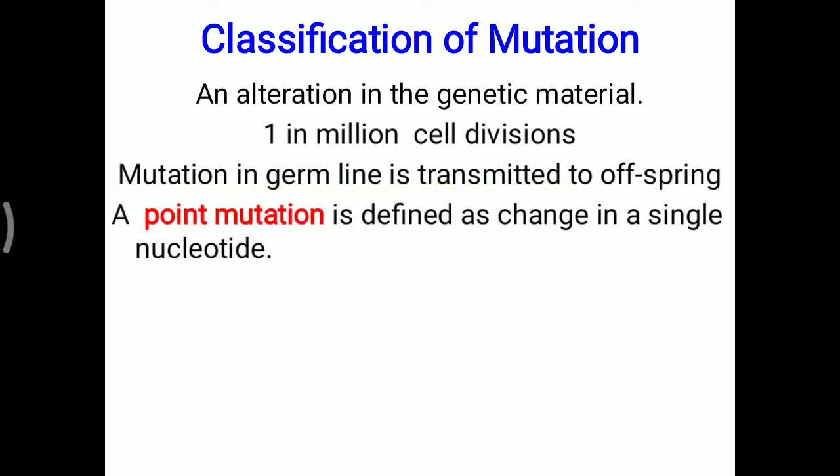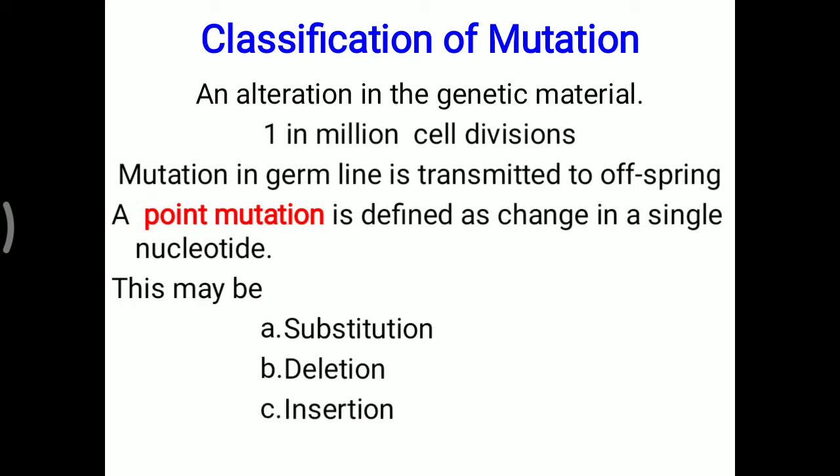Now this mutation is classified first based on the point mutation, which is defined as a change in a single nucleotide. Mainly there are 4 nucleotides present in the DNA: A, G, C and T. 2 are purines, that is A and G, and 2 are pyrimidines, that is C and T. Now this is further sub-classified as substitution, deletion and insertion. We will look at these three in detail.